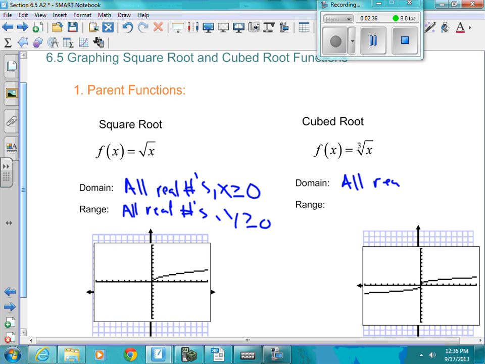So our domain, if we can get an answer for any number we plug in, it's all real numbers. Our range, it's hard to tell with this graph, but it will slowly increase as we go to the right, and it will slowly decrease as we go to the left. So eventually we can get to any real output number we want, so we put all real numbers for range and domain.